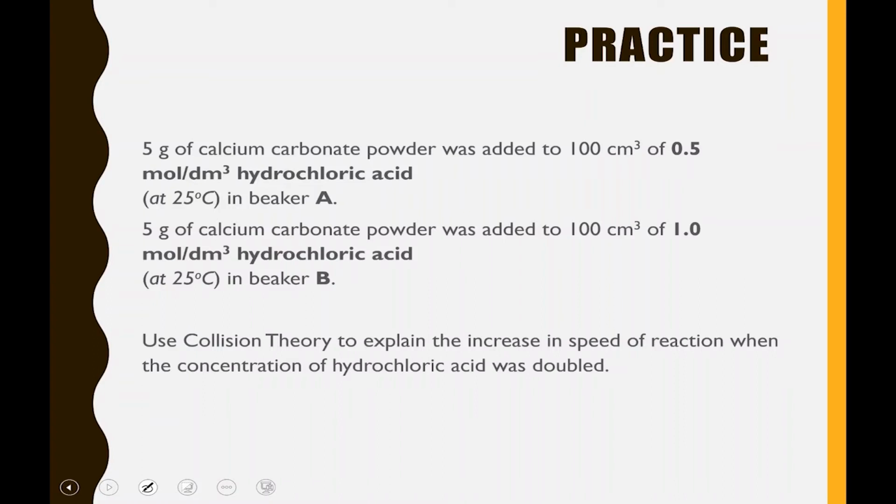5 grams of calcium carbonate powder was added to 100 cm³ of 0.5 mol per dm³ hydrochloric acid in beaker A. And in beaker B, you have the same conditions. The only difference now is you have 1.0 mol per dm³ of hydrochloric acid as opposed to 0.5 mol per dm³. So using collision theory, we are required to explain the increase in the speed when concentration was doubled.